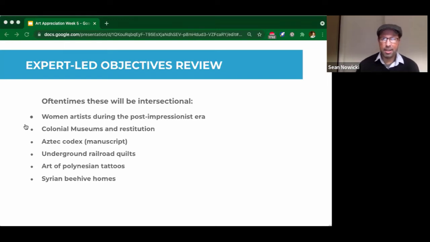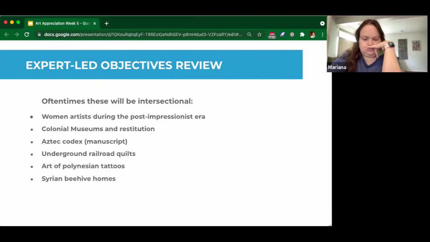And then if you're into architecture and you're into art of the Middle East, you can study something like the Syrian beehive homes, which are what they sound like. They're structures that keep you cool in the desert or in really hot places. And it's not just the Syrians that have made these. I'm just giving you an idea of, again, this idea of overlapping or intersecting topics. You want to go to the next one, Ben?